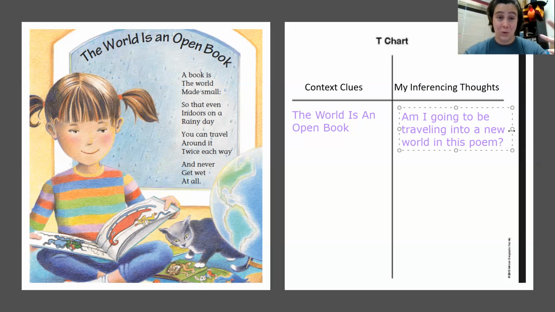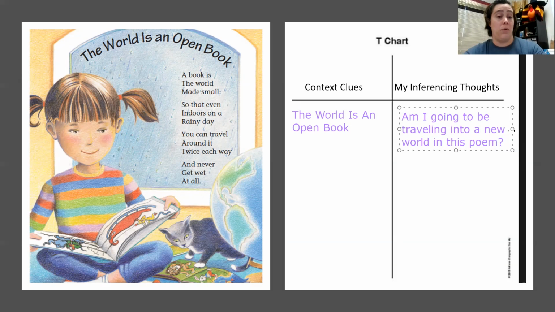So that is what inferencing skill is: using background knowledge and educated guesses based on the words that are right in front of us. And remember, authors like to be tricky, and so we have to be the detectives to try and figure out what is it that they're really trying to say. All right, let's look at some other context clues. Oh wait, no, not context clues yet. Let's still work with our text features.